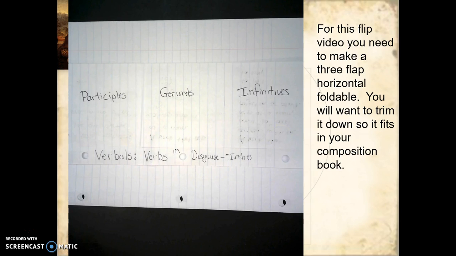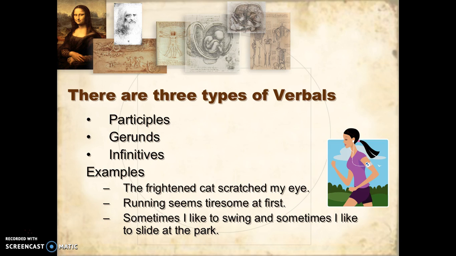All right, so you don't have to write anything yet. I will tell you as soon as you have to start writing something. There are 3 types of verbals. They are participles, gerunds, and infinitives, which you probably figured out from making your foldable. These are examples of each.